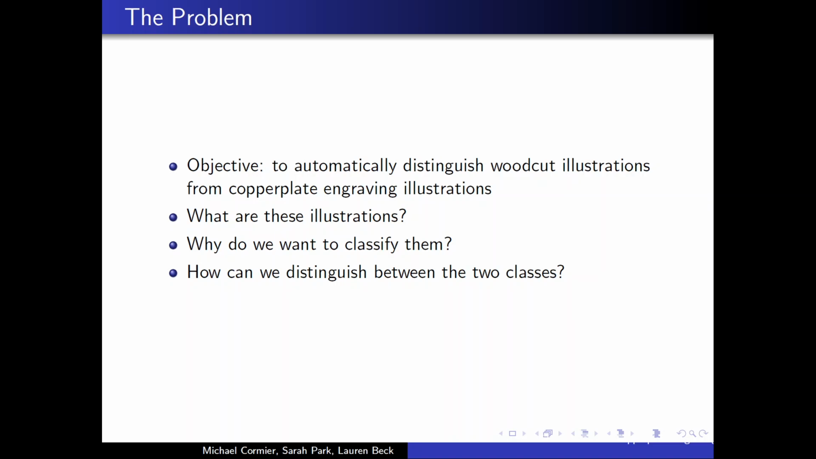Our objective in this paper is to automatically distinguish woodcut illustrations from copperplate engraving illustrations. So this raises a few questions. First of all, what are these illustrations? Second, why do we want to classify them? And third, how do we actually accomplish this classification?